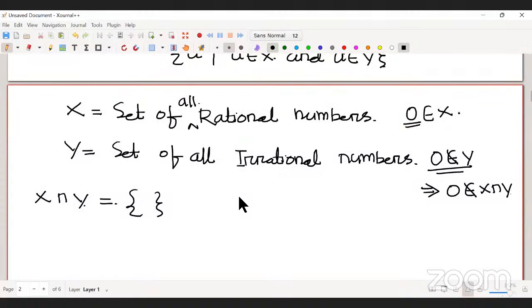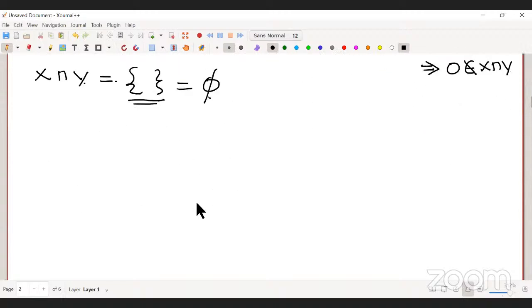So for this case, X intersection Y is empty. X is the set of rational numbers and Y is the set of irrational numbers, and in this case X intersection Y is an empty set. Generally we represent the empty set with this notation, or sometimes with this notation. Both represent the same thing, the empty set. So the next property, the crucial property, is set difference.